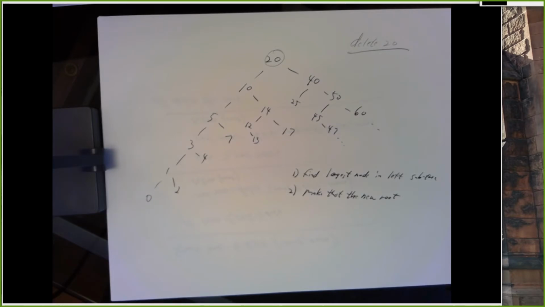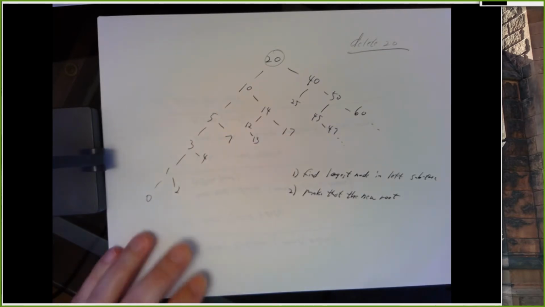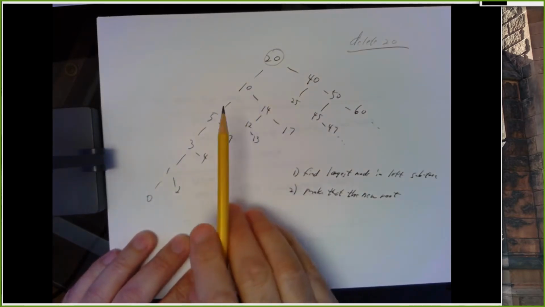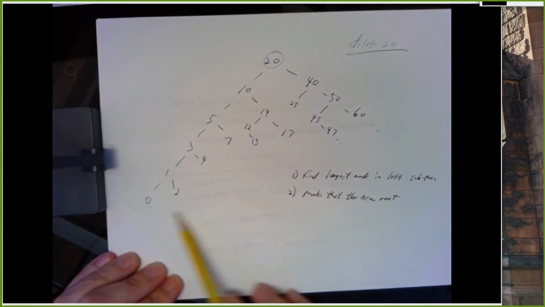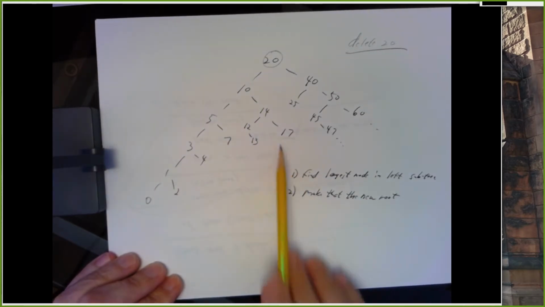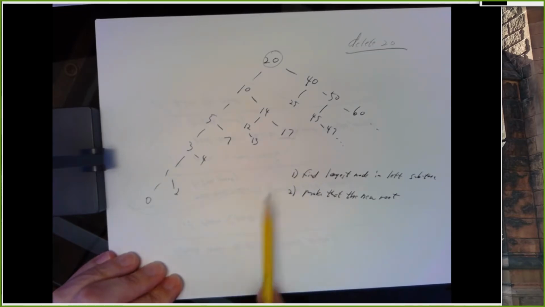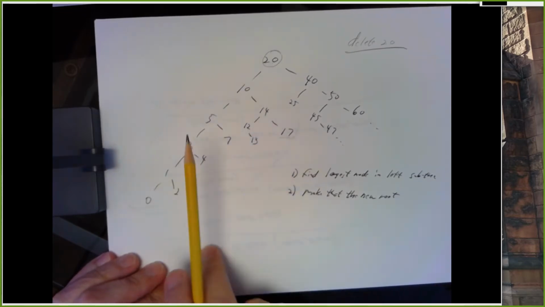So what would that do in this case if we're deleting the 20? Come into the left subtree, that's all of this stuff. Find the largest node, that's a 17. We're going to make 17 the root.